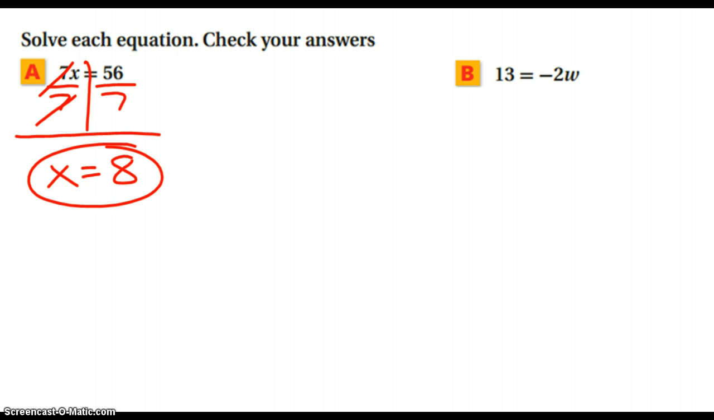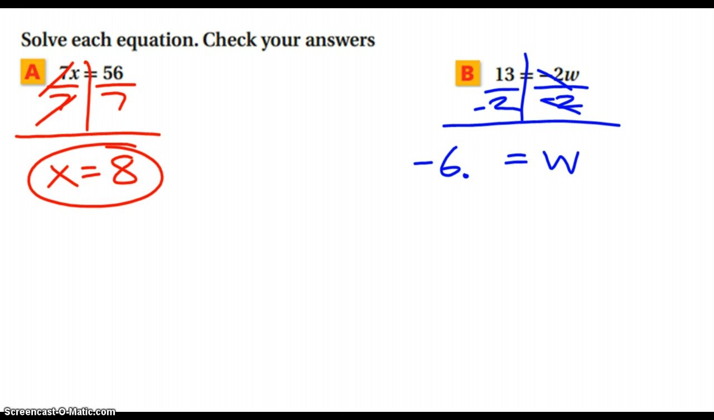Same with letter B. Might not be quite as obvious, but we are multiplying W by -2. So I will divide both sides by -2. Those will cancel, and W is going to equal -6.5. That's how we do that. So since we're multiplying a variable, we will do the opposite of that, divide, in order to isolate the variable.